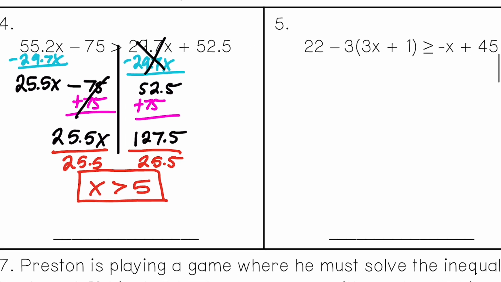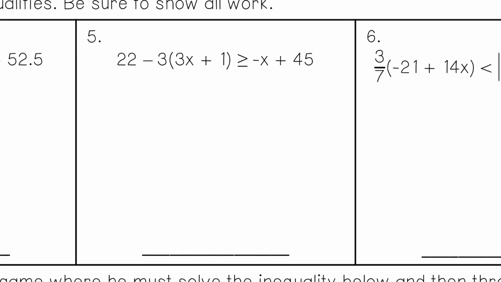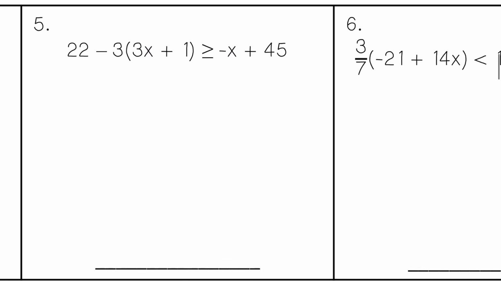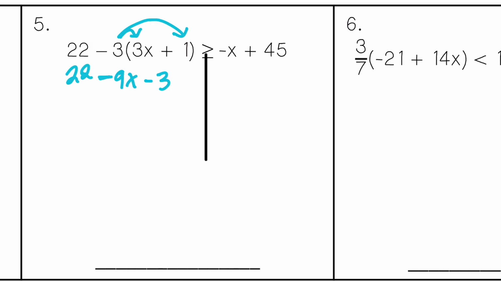Alright, let's try another. So this one has distribution on it. So again, let's get rid of these parentheses by distributing. I'm going to draw a line down my sign, and let's see what we're going to get. Negative 3 times 3 is negative 9x. Negative 3 times positive 1 is negative 3. And we said this is negative 9x, excuse me. And my 22 just falls down. On the right side, nothing interesting happens.